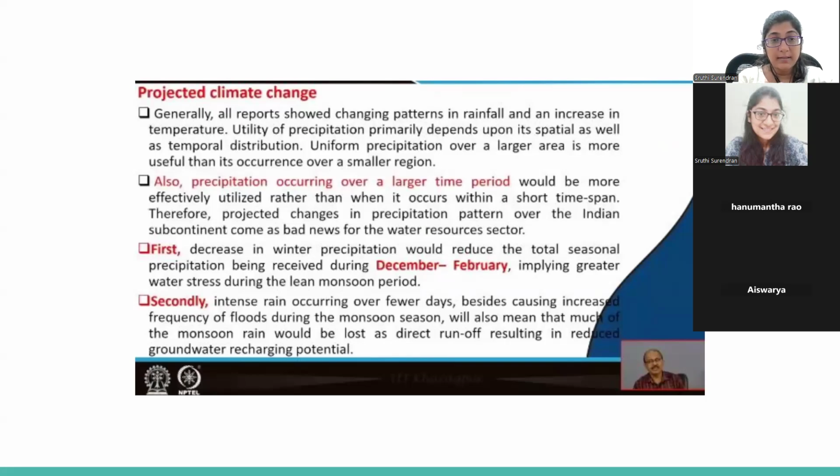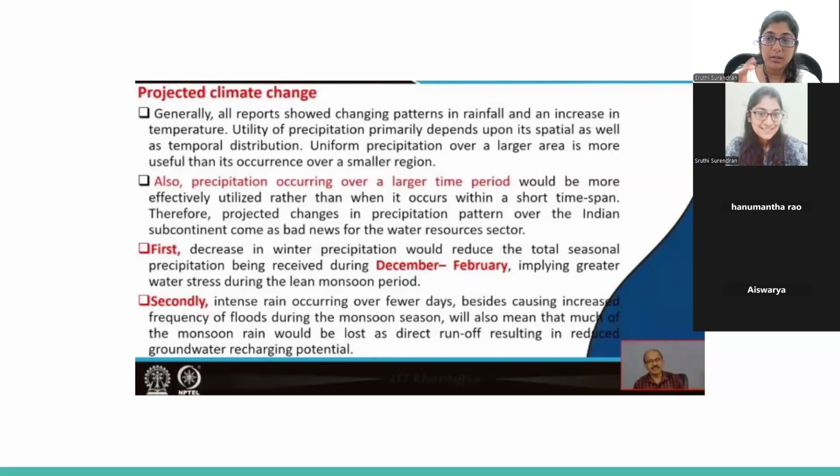So here, as a result of projected climate change, all reports show an increase in temperature, which is resulting in a decrease in the winter precipitation, basically during the winter time, December to February. This will result in greater water stress during the winter periods. Again, intense rain is going to occur only in a few days.